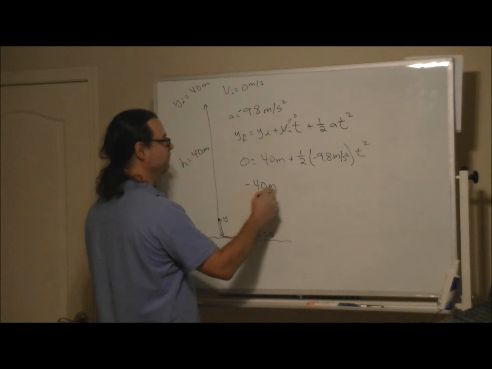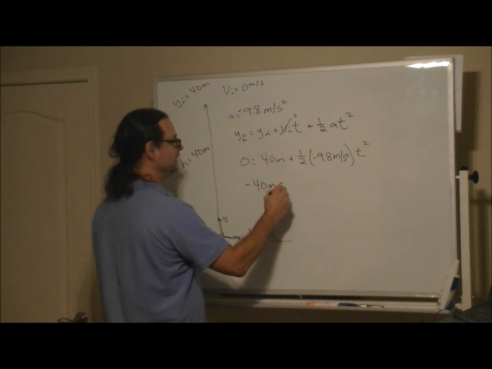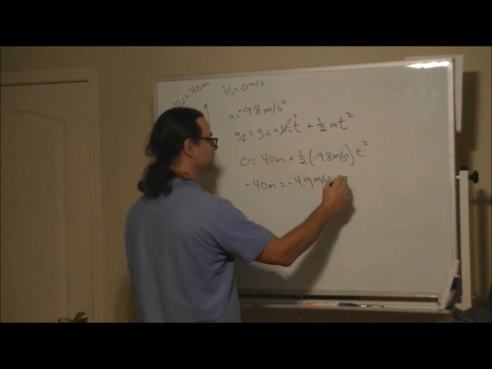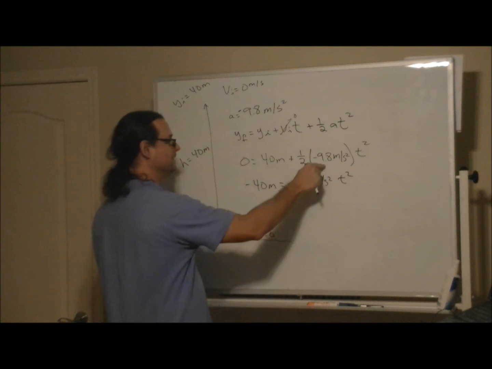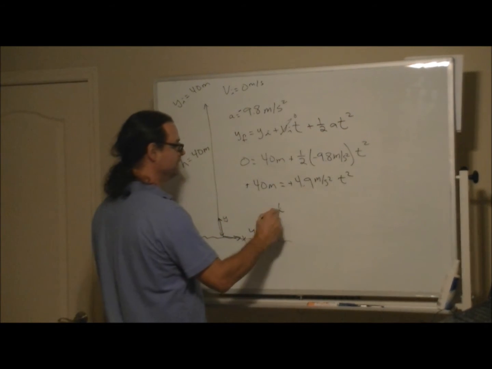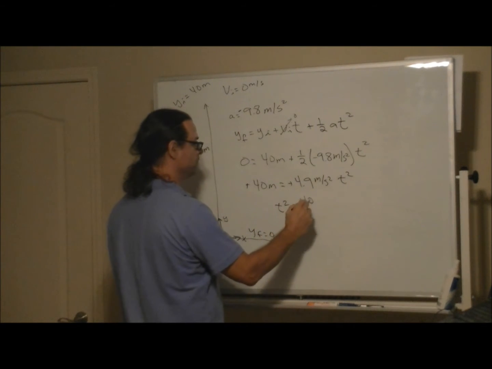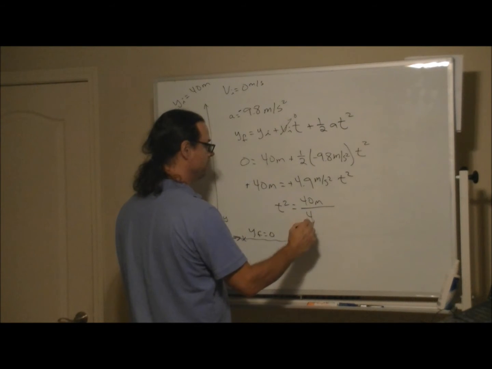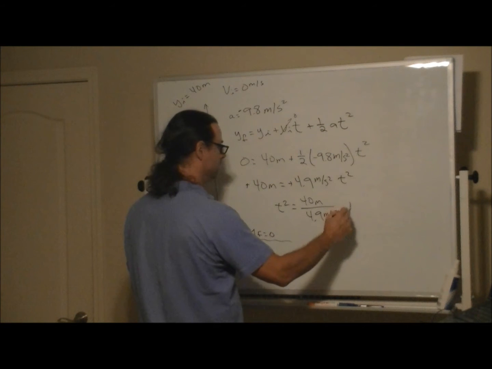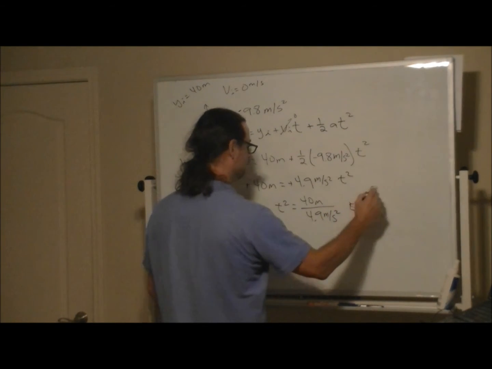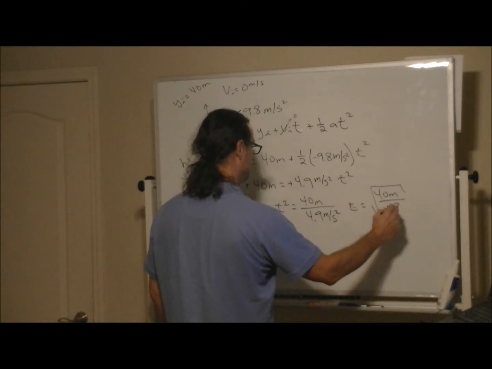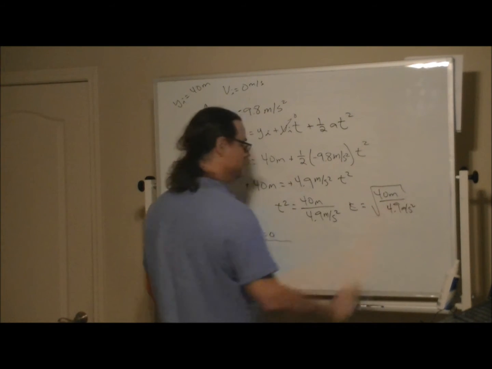Moving negative 40 meters to the left-hand side, it equals minus 4.9 meters per second squared times t squared. And 4.9 is 9.8 divided by 2. Cancel out the negative signs. t squared equals 40 meters divided by 4.9 meters per second squared. t is equal to the square root of 40 meters divided by 4.9 meters per second squared.